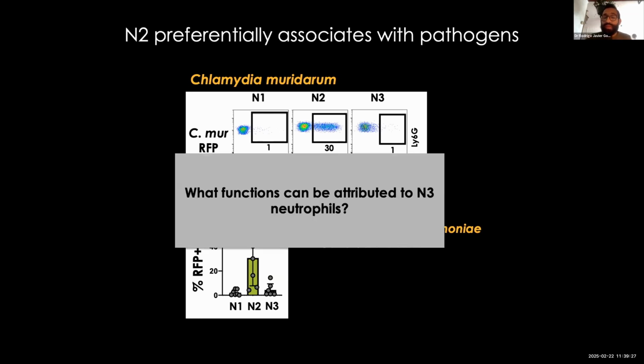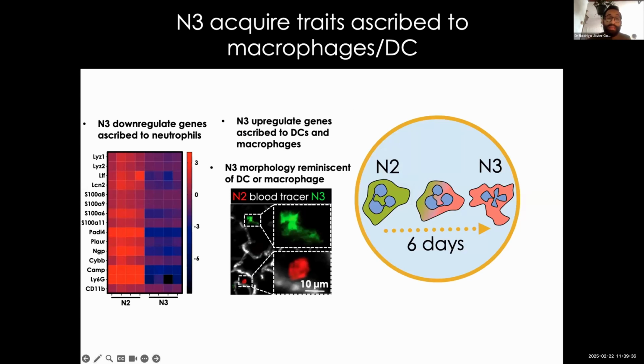But what about the N3 neutrophils, which didn't seem to catch pathogens? Well, we still don't know, but we have some interesting data. First, we know that N3 neutrophils seem to downregulate all genes that are ascribed to neutrophils. So it's as if the identity of a neutrophil pretty much changed and disappeared. They also upregulate genes that are ascribed to dendritic cells and macrophages.